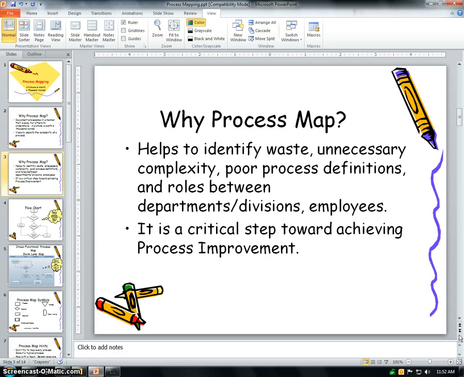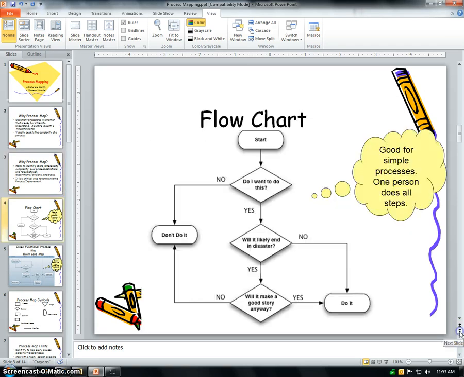The type of process map that we're going to look at today helps us also understand how different departments or different people interact with one another during a process. There's a particular type of map that will make that more evident than some other types of map. It's a critical step towards achieving process improvement. There's very few process improvement techniques or tools that I would say are universal, that are appropriate in almost every situation, but this is one of those tools or techniques that I would say is appropriate for almost every process improvement activity.